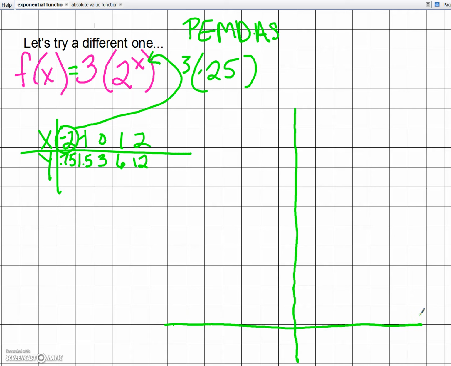Alright, so if I had negative 2, that goes to 0.75, negative 1 is 1.5, 0 goes to 3, 1 goes to 6, 1, 2, 3, 4, 5, 6, and then 2 goes all the way to 12. So here's 6, 7, 8, 9, 10, 11, 12.